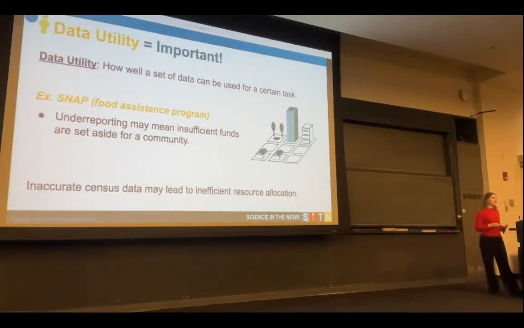And so the importance of these use cases means that the utility of census data is very important. Data utility represents its usefulness for a given task. So we can think about a program like SNAP, a food assistance program. If a community's data is underreported, then they're going to miss out on important funding opportunities. And missing out on these funding opportunities means serious consequences, like people losing out on funding for food. So more generally, inaccurate census data may lead to insufficient resource allocation.